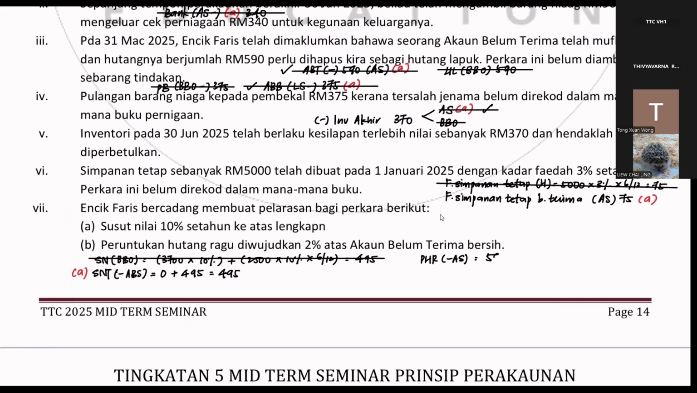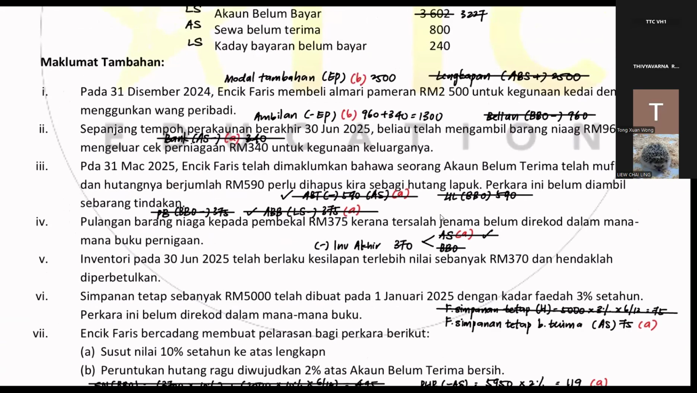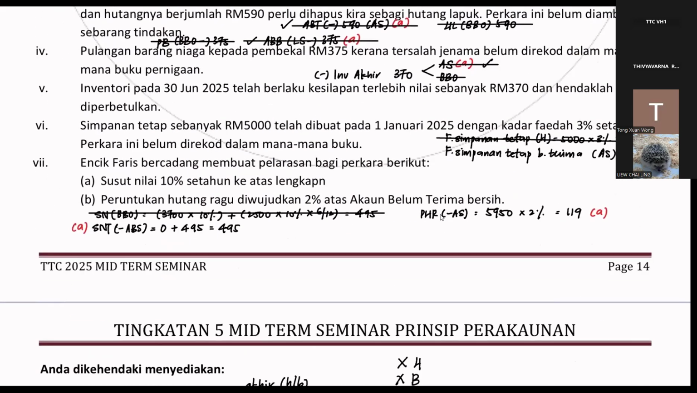Okay, 5,950 times 2%. You will get 119. This one straight away go to PKK. Don't need to think too much. Don't need to struggle too much. And AS should go to part A or part B? AS go to part A. Okay, part A again. Now continue for upper portion. We never see PHR from this question, right? Never, right? So 0. From 0 become 119.